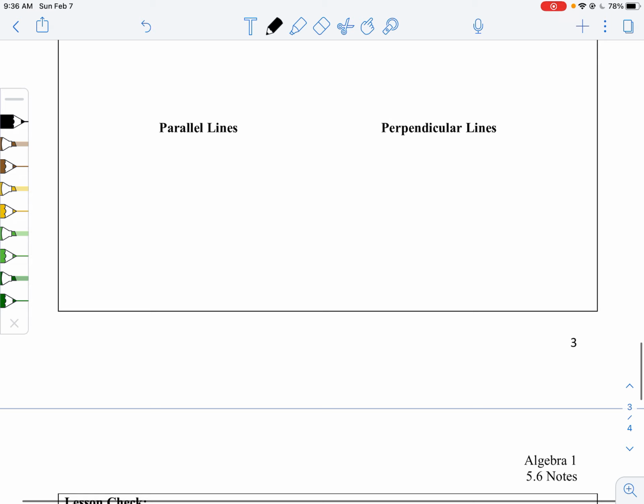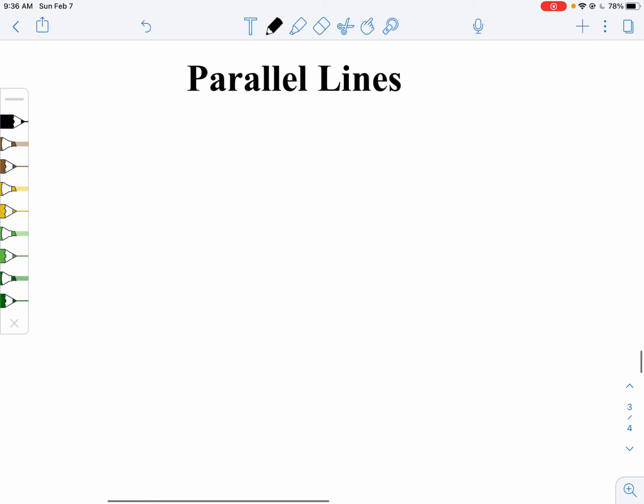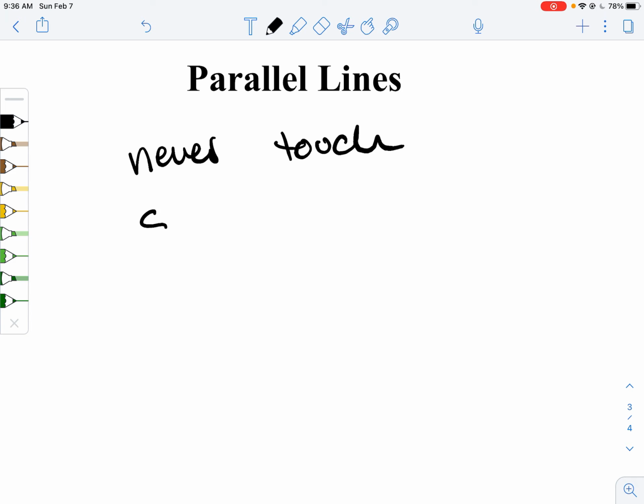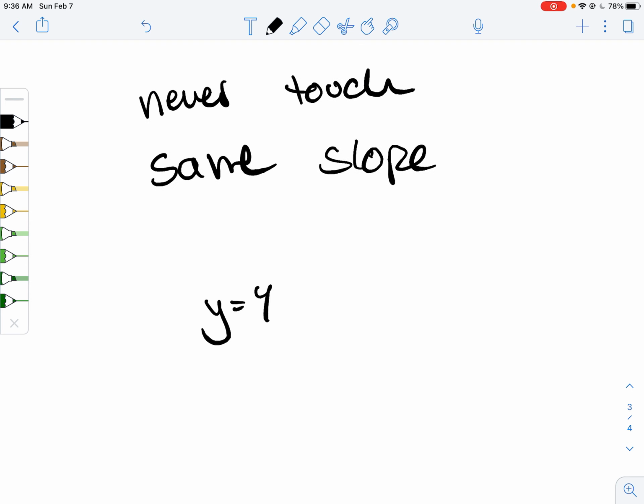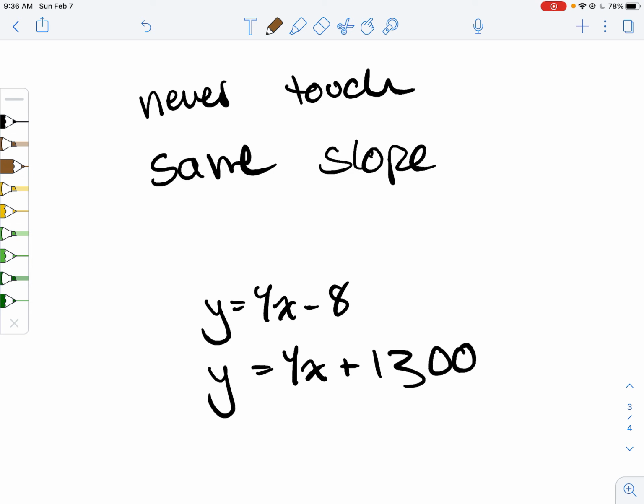To sum everything up real quick, parallel lines means they never touch, and their slopes are the same. For example, you could have y equals 4x minus 8, and y equals 4x plus, I don't know, 13,000. As long as their slopes are the same, they are parallel.